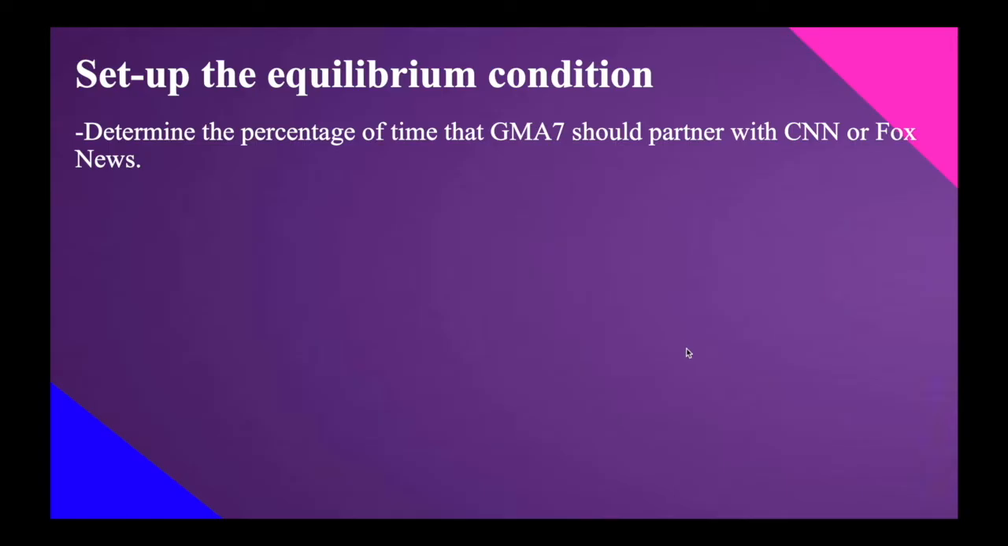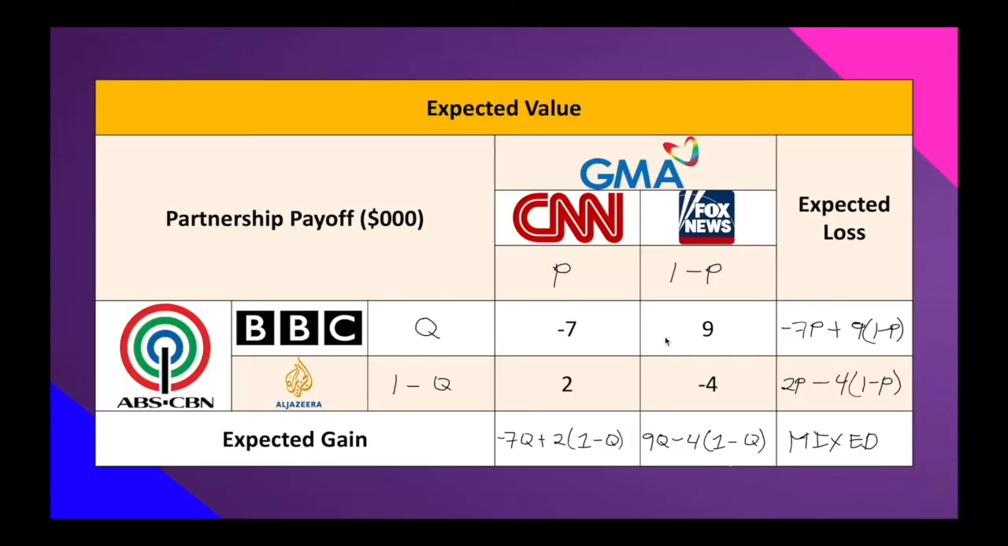So, next thing that we should do is to determine naman, kabaliktaran naman tayo, the percentage of time that GMA7 should partner with CNN or Fox News. Gaano naman kalaki yung percentage ng time if ever na GMA mag-partner siya kay CNN and kay Fox News. Nasaan po yung equation na yun? Ito po yung dalawang yon. Itong negative 7p plus 9 multiplied to 1 minus p, and itong 2p minus 4 multiplied to 1 minus p. The expected loss for this GMA. Ito yung EL kanina, EL BBC and EL Al Jazeera.